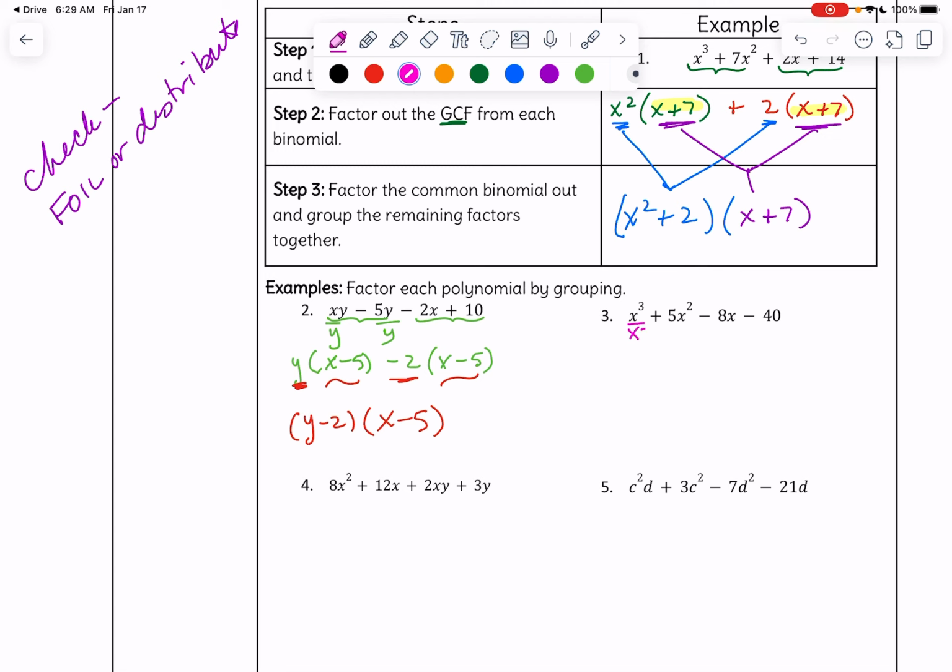So here I can divide by x squared. And here I can divide by negative 8. So then I have x squared times x plus 5, and then I take out negative 8, and that leaves me with x plus 5. Notice that because I divided by a negative 8, a negative and a negative becomes a positive. Keep your signs straight. So then we take the 2 terms that are outside, x squared minus 8, and then the other term that's in parentheses that's in both terms, that's a common factor, and that becomes x plus 5.